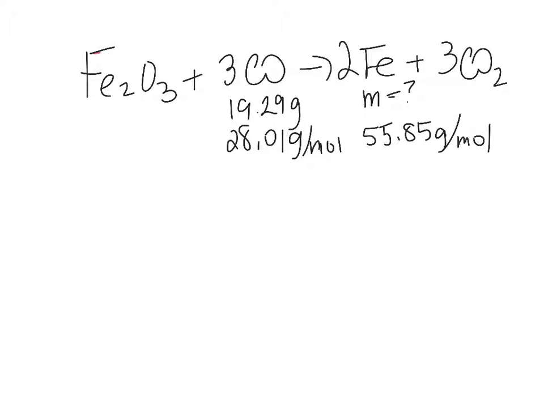55.85 grams of iron for every 1 mole of iron. Okay? So, because I'm looking for grams of iron, I'm going to start with the molar mass of iron, because that has iron already in it, okay?